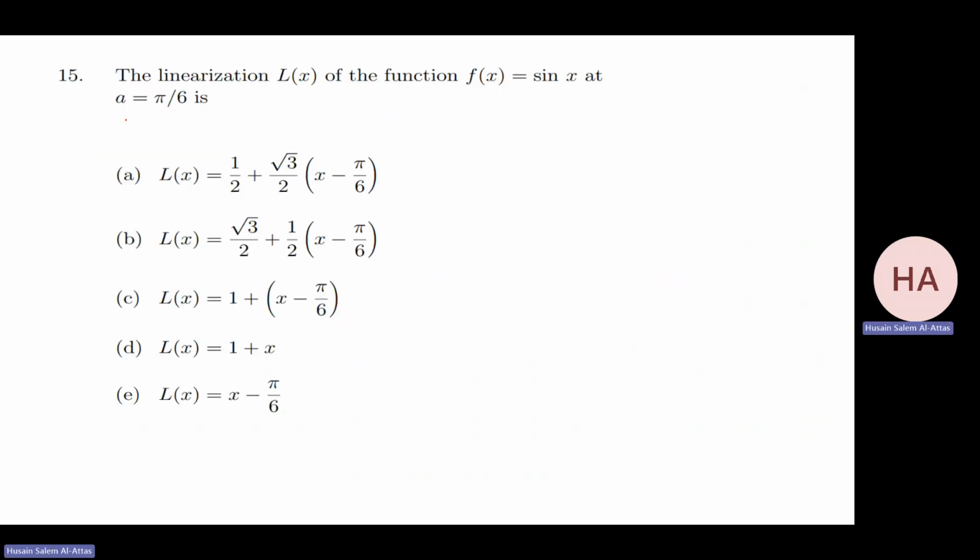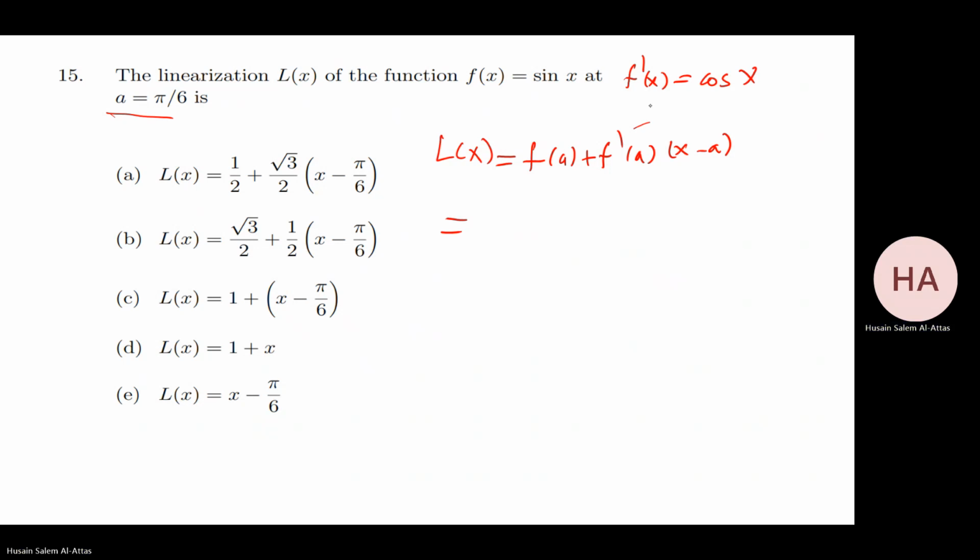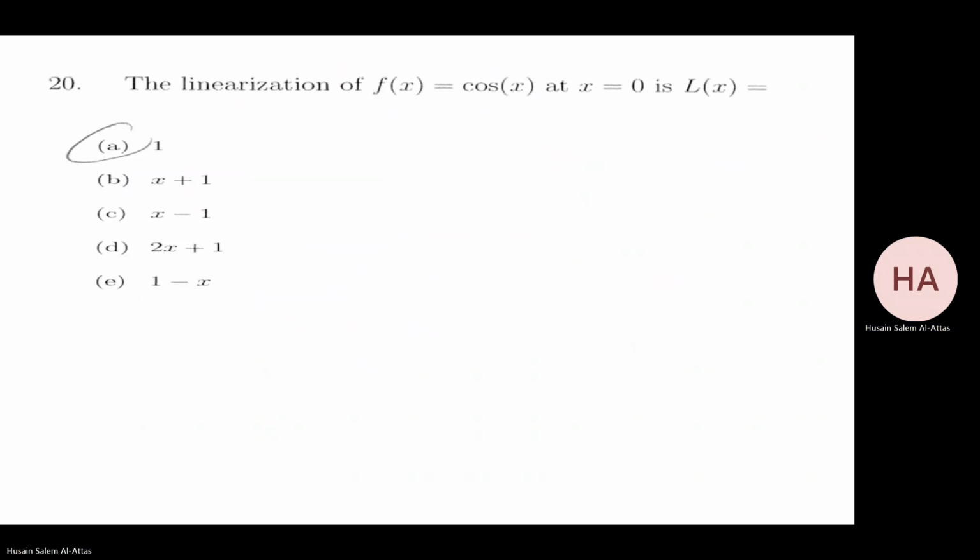Realization of this function at this a, L of x. f prime is what? Cosine x, easy. L of x will be f of a plus f prime at a, x minus a. Yeah, f of a, f at pi over 6, that will be half, plus square root 3 over 2, x minus pi over 6. What is this? That is this function.